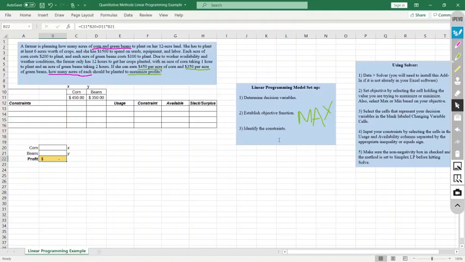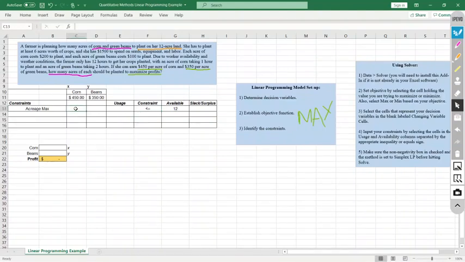So again, the constraints are the conditions under which we are producing something. Okay, so the first thing I notice is that she's planting it on her 12 acres of land. That means that she has a restriction in how many acres she has. So that's one thing that's going to limit her production, is that she only has 12 acres available. So when she adds up the amount of corn acres that she's planting and the amount of bean acres that she's planting, they need to be less than or equal to 12.